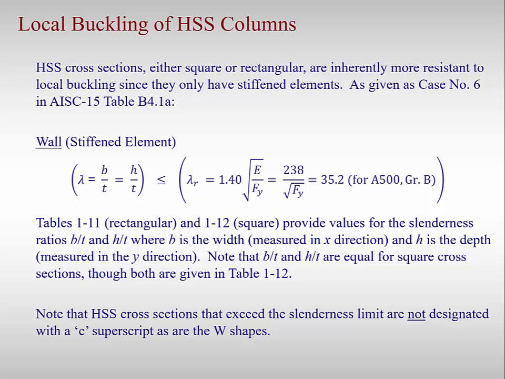The slenderness limit is given as 1.40 times the square root of E over F sub y. For the preferred steel type of A500 grade B, this works out to be 35.2. The yield strength F sub y is 46 ksi from Table 2-4. Similar to other types of rolled shapes, those HSS sections that have slenderness ratios that exceed the slenderness limit are designated by the superscript c after their designation.